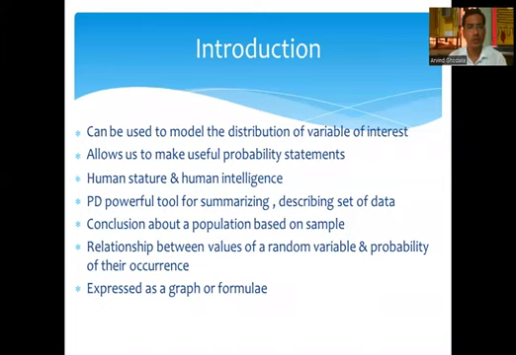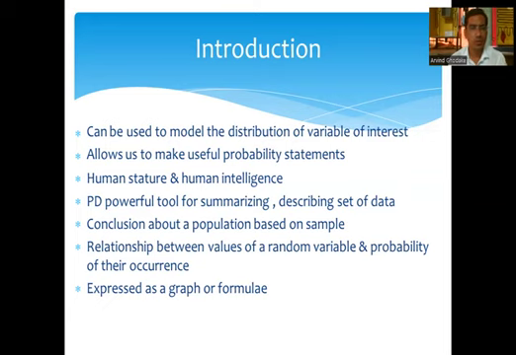The standard normal distribution curve has various applications. It can be used to model the distribution of a variable of interest. It allows us to make useful probability statements. Human stature and human intelligence can be predicted by using the bell curve. It is a probability distribution and a powerful tool for summarizing and describing a set of data.